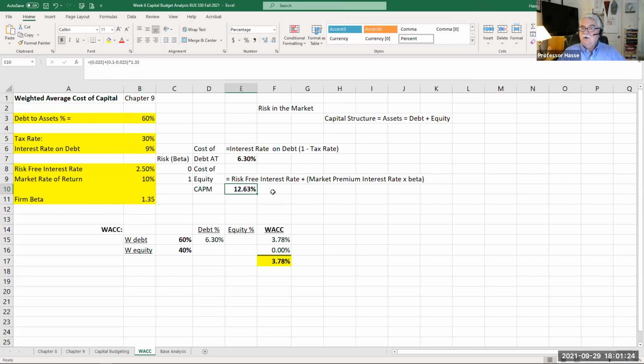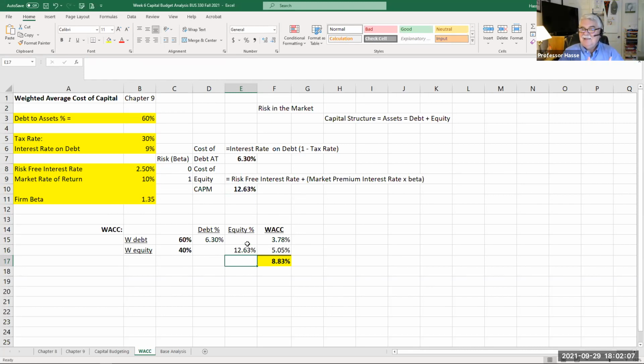That, ladies and gentlemen, is called the cost of equity for this company. It's based on the risk in the market. No risk, average risk, this company's risk. And you put that all together in this formula with the market premium defined as the market rate of return minus the risk-free rate, that spread, that's called the market premium. And you take that market premium and you multiply it times the risk of this specific company, you get 12.63%.